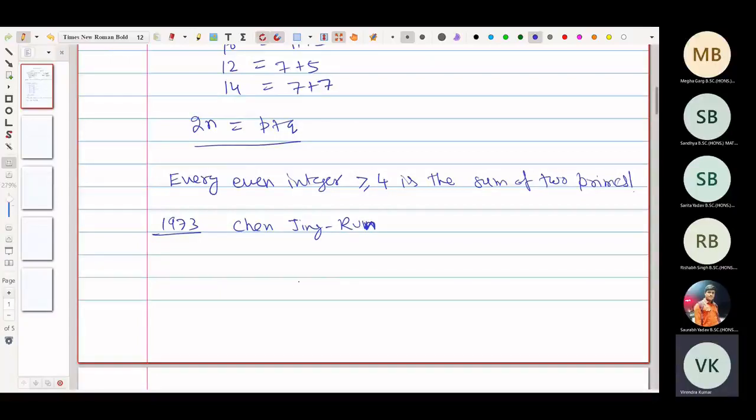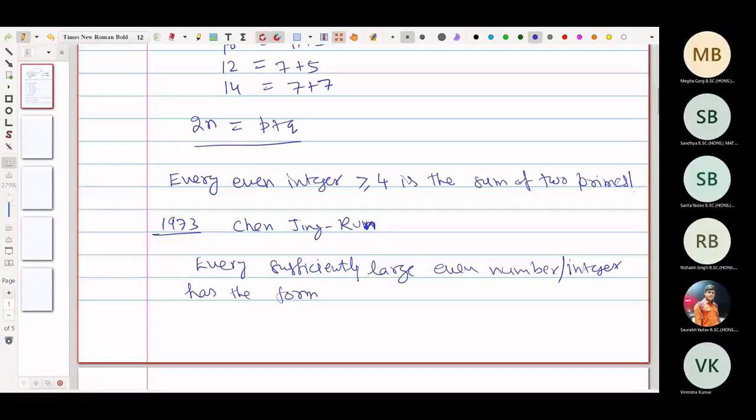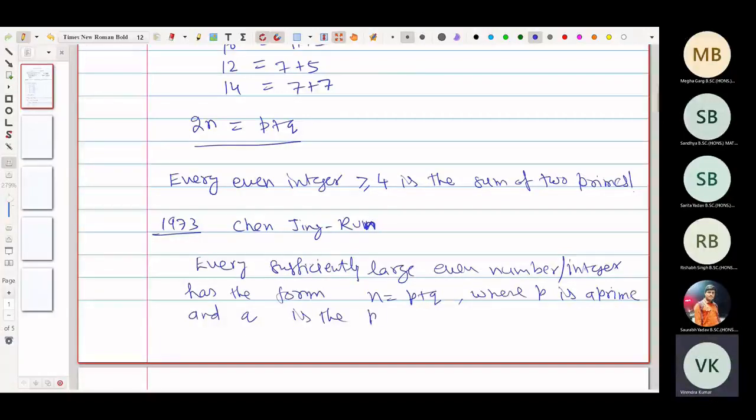He proved that every sufficiently large even number, even number or integer, we can say integer, has the form n equals p plus q, where p is a prime and q is the product of at most two primes.